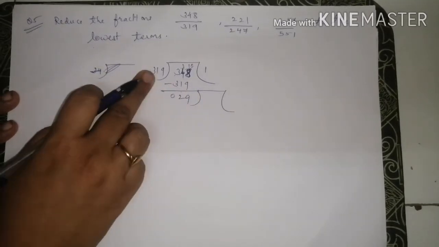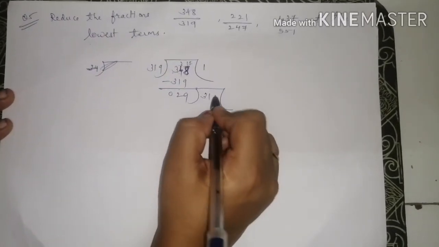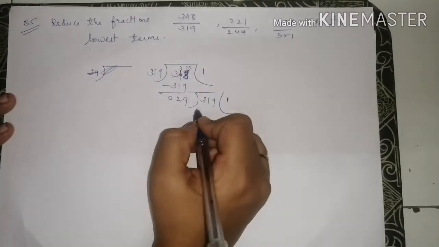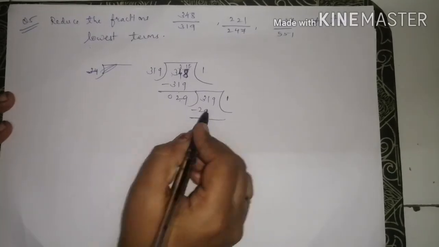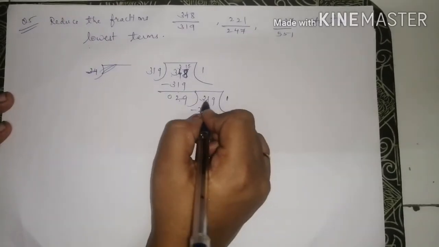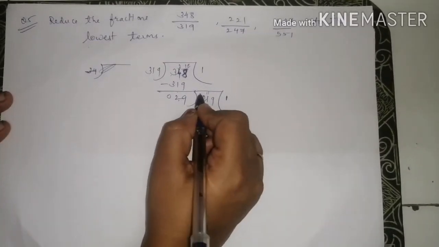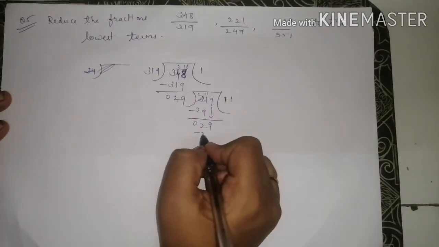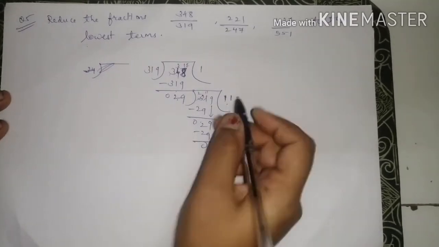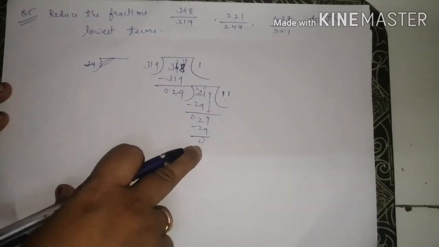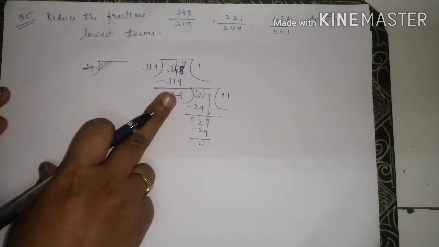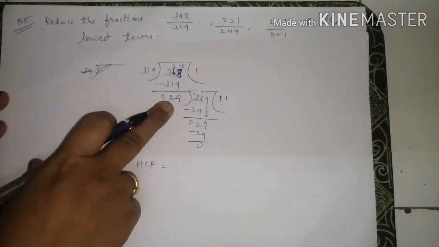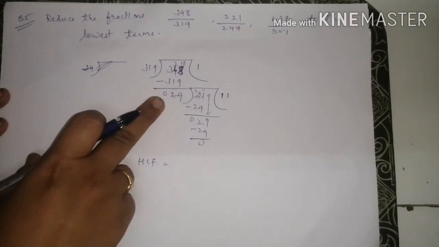Now here again you have to take this divisor 319. If you divide 319 by 29, 29 ones are 29. 31 minus 29 gives you 2. Take this 9 down. 29 ones are 29, so you got 11. Here the remainder we got is 0. So this last divisor is our HCF. Here they didn't ask for the HCF, but we know that the last divisor is 29.